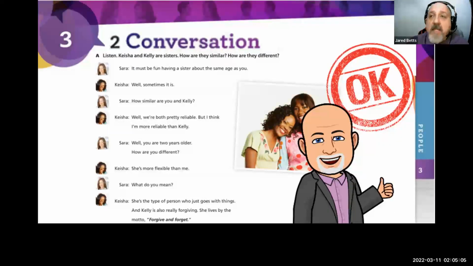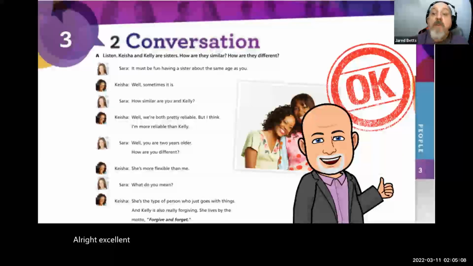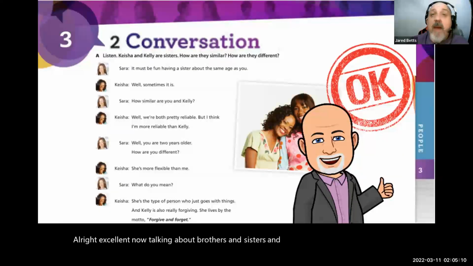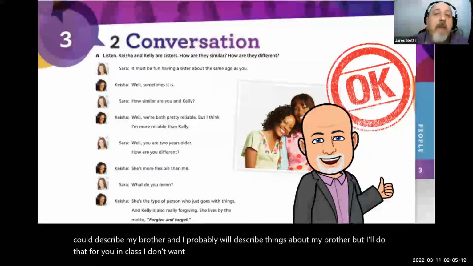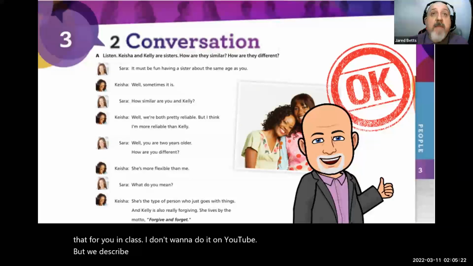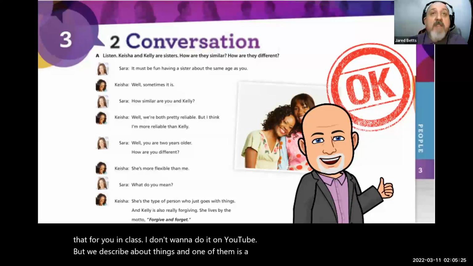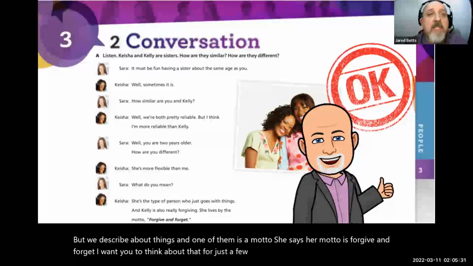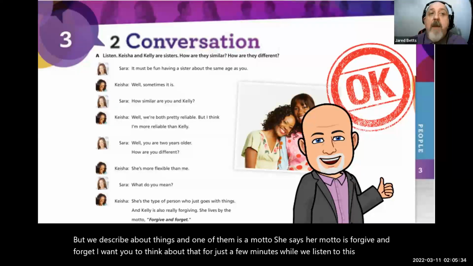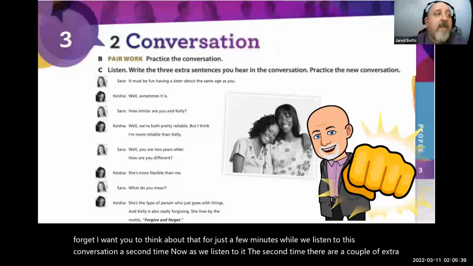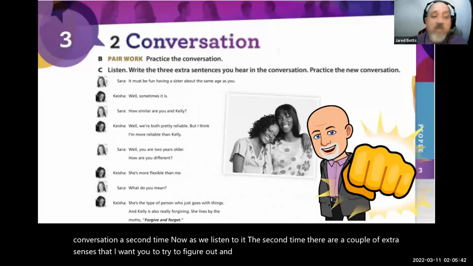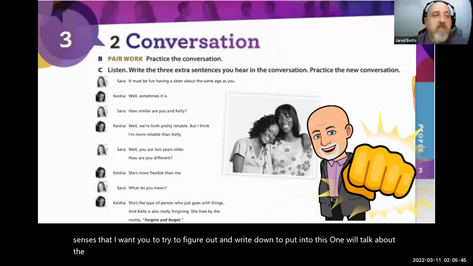All right. Excellent. Now, talking about brothers and sisters, and they're about the same. Now, I could describe my brother, and I probably will describe things about my brother, but I'll do that for you in class. I don't want to do it on YouTube. But we describe things, and one of them is a motto. She says her motto is forgive and forget. I want you to think about that for just a few minutes while we listen to this conversation a second time. As we listen to it the second time, there are a couple of extra sentences that I want you to try to figure out and write down to put into this one. We'll talk about the motto at the end of this.